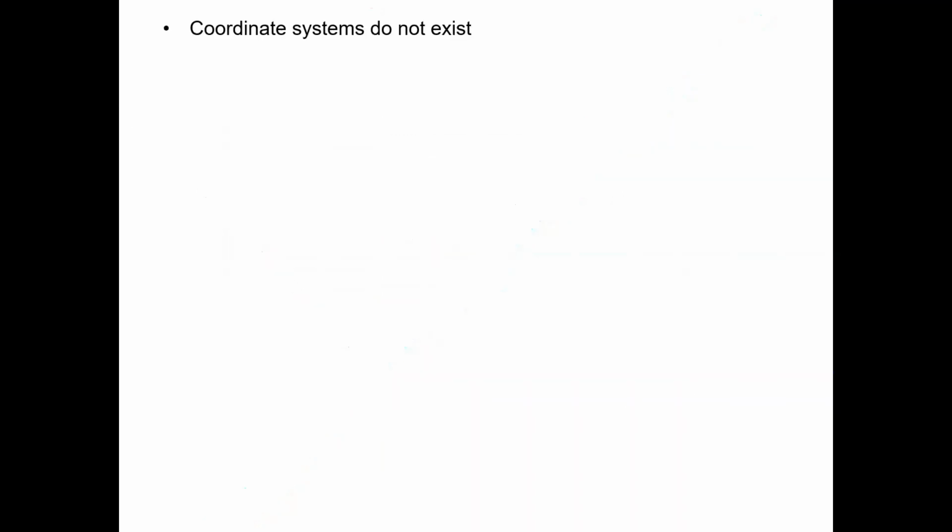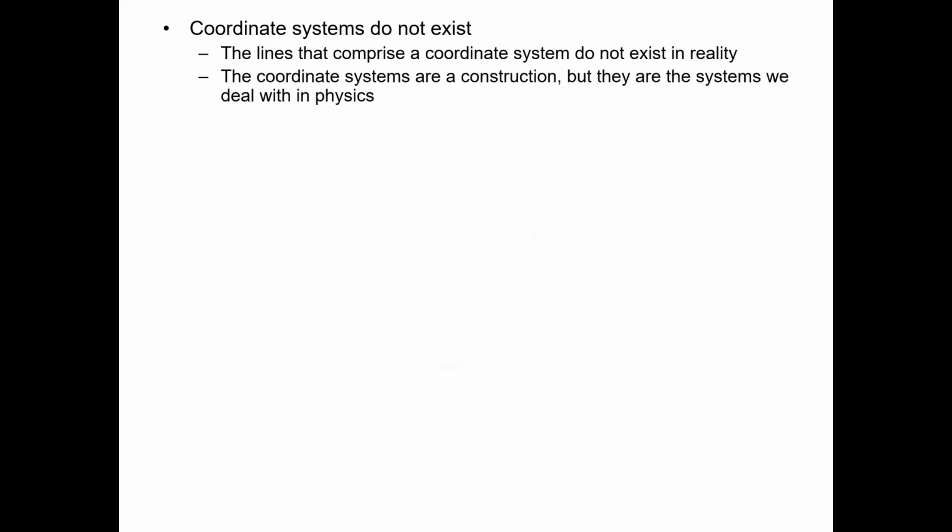And this is because coordinate systems do not exist. The lines that comprise a coordinate system do not exist in reality. The coordinate systems are a construction, but they are the systems that we deal with in physics. And special relativity tells us how to move from one coordinate system to the other.